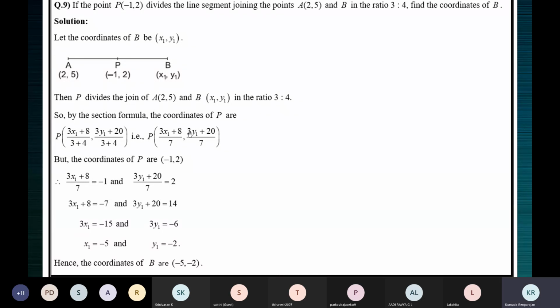By the section formula, this is how we find the coordinates of P. Section formula helps you find the coordinates of P. But we know the coordinates are -1 and 2. So the x coordinate is equal to -1 and the y coordinate is equal to 2. On equating, you get the values of x1 and y1, which are the coordinates of B. So B is given by (-5, -2).